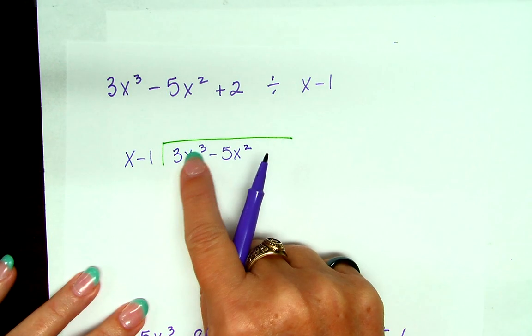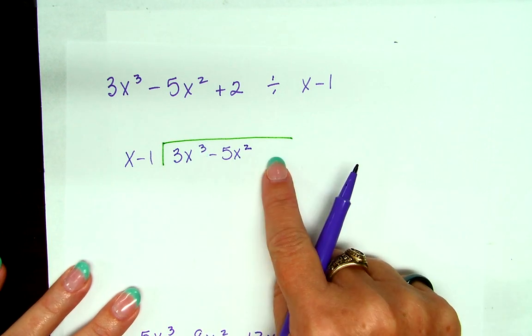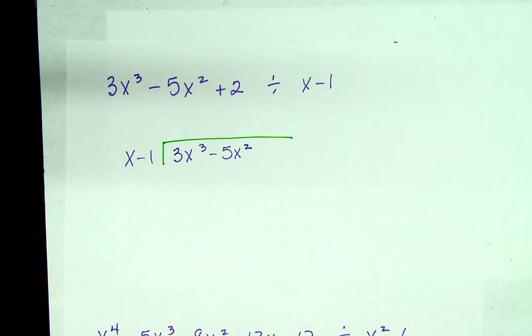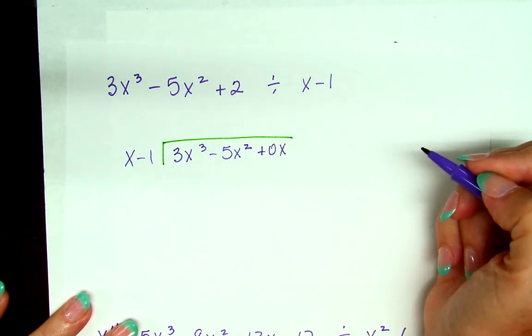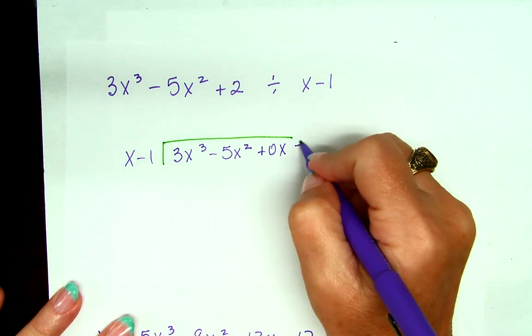If I start with an x to the third term like I do in this problem, I have to have an x squared term, I have to have an x term, and I have to have a constant. And if I don't, I have to add one in. How can I add an x term in without changing the problem, though? This is not an equation, so there's not really two sides. What's the only thing I'm allowed to add to anything that doesn't change its value? 0. So I can add a 0x.